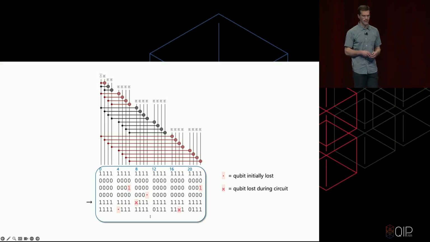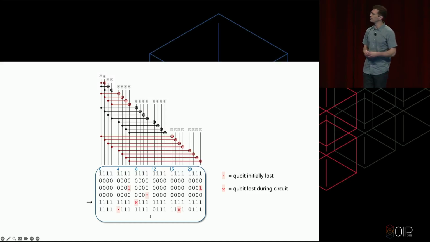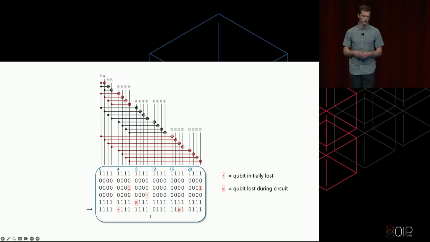In this row, there's an X. And the X means that the qubit was present initially, but it was lost by the end. So we're going to call that a circuit loss. The atom's gone missing during the computation. In this string, you have both a dot and an X.